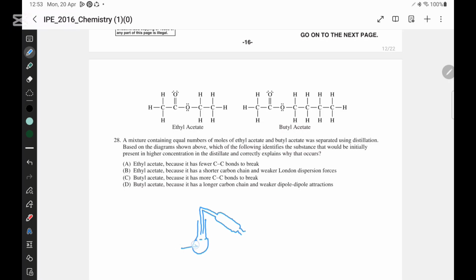If there are two liquids, let's say we have A plus B, the liquid which has the lower boiling point will first travel upwards. So if A, let's say, is the low boiling liquid, that travels first upward. The one with the low boiling point travels first upward. So in the question, what they are saying is: which of the following identifies the substance that would be initially present in higher concentration?